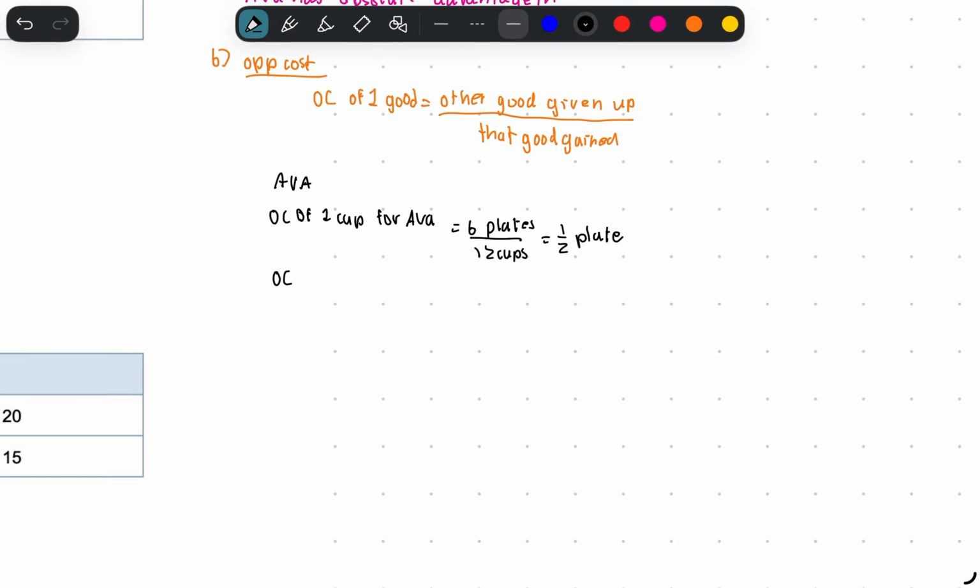Now, if we do the opportunity cost of 1 plate for Ava, this is going to be the reciprocal. So this is going to be 12 cups per 6 plates. Because when you're finding the opportunity cost for 1 plate, now 6 plates is what you gain and 12 cups is what you give up. So now your opportunity cost will be 2 cups. So the opportunity cost of 1 plate is equal to 2 cups.